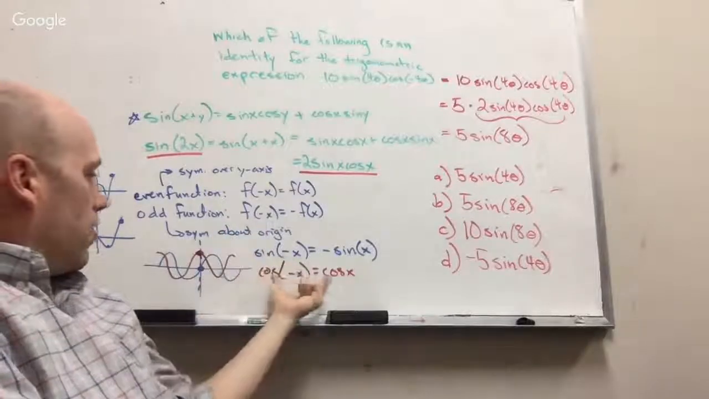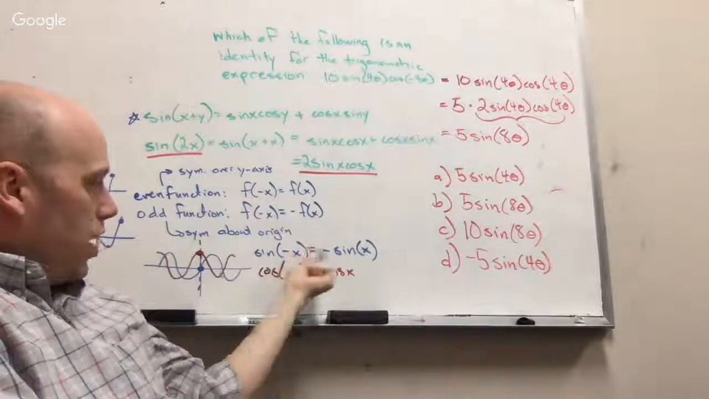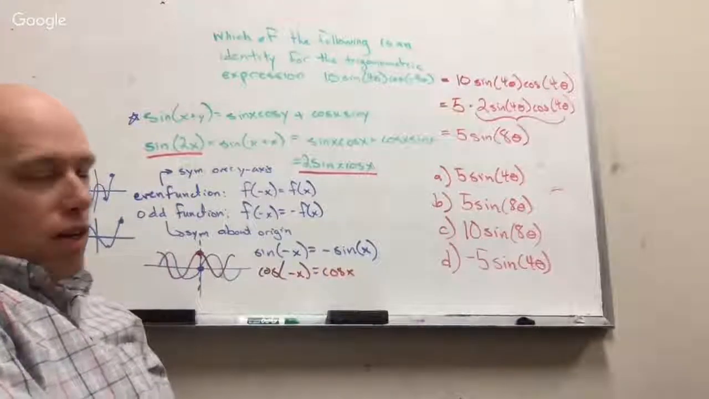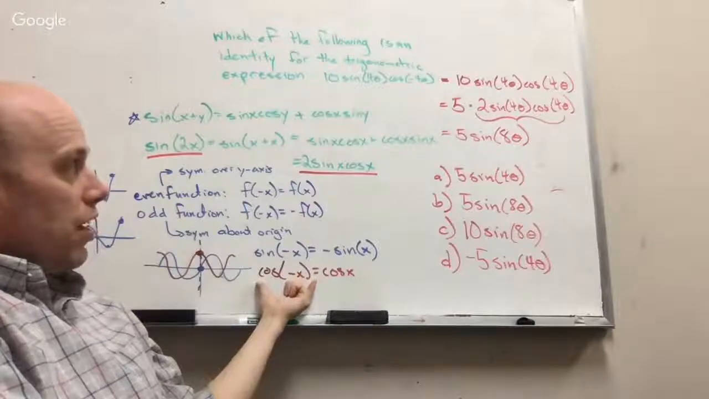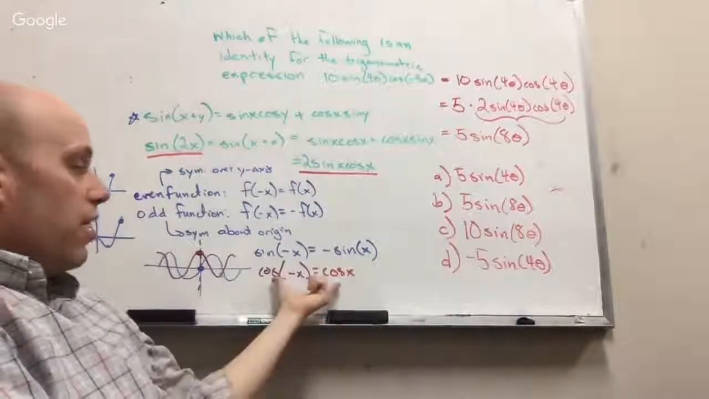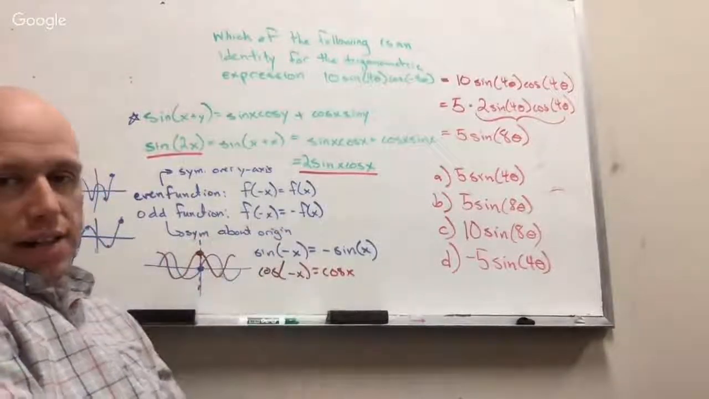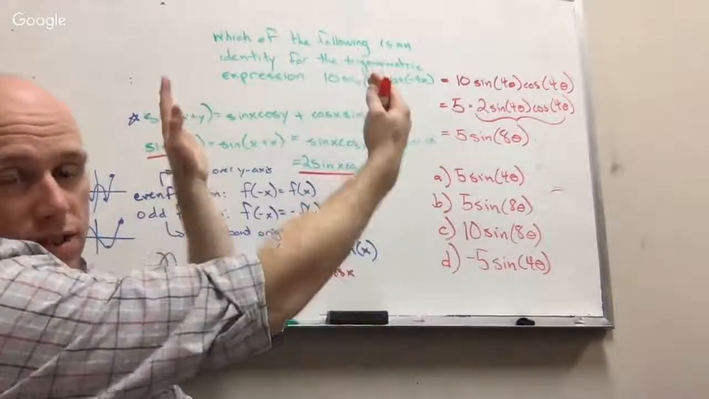The even and odd idea really has to do with symmetries, and if you take in opposite inputs, what's the impact? It's nice here because you can say cosine of the opposite of 4 theta is just going to be the same as cosine of 4 theta, because cosine is an even function. We know that it's symmetric over the y-axis. Go the same distance in either direction, you get the same outputs.